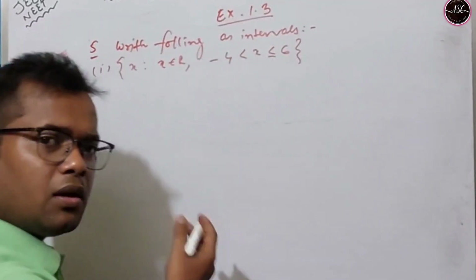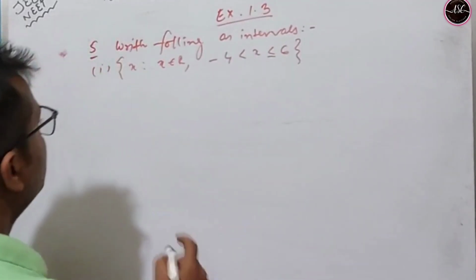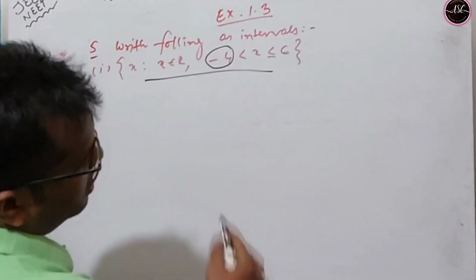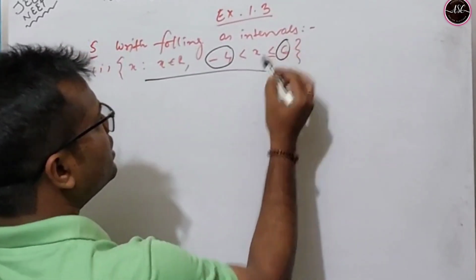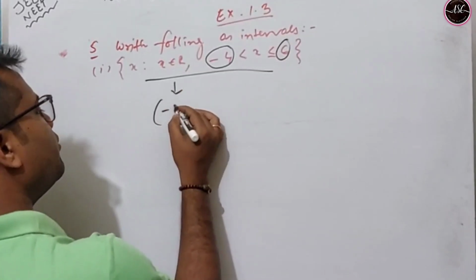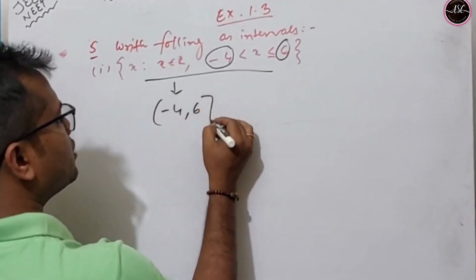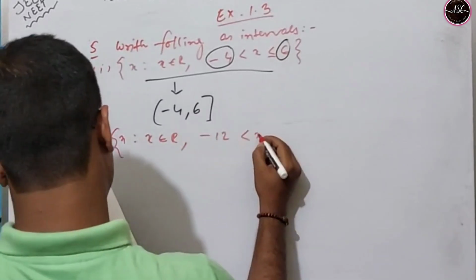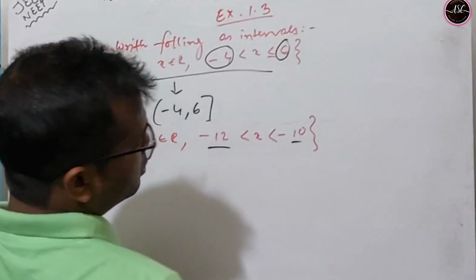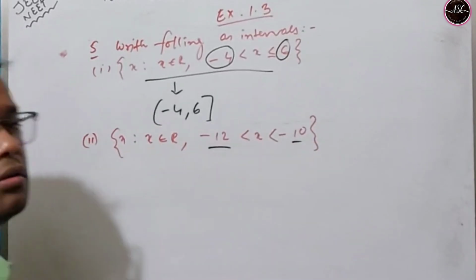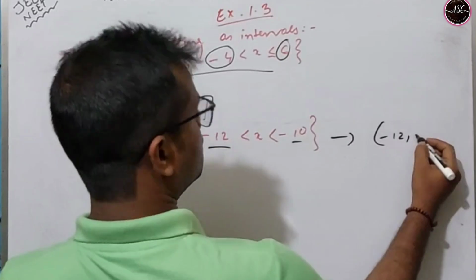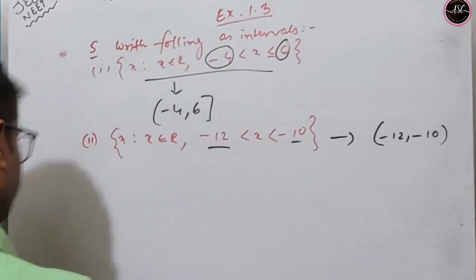We have some time ago learned that this type of interval here is open interval and here is closed interval. So this can be represented as (-4, 6]. Okay, here two endpoints are in open interval, so this can be represented as (-12, -10).